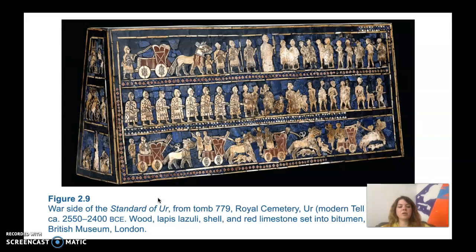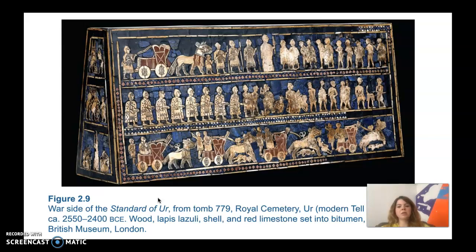Okay, so here's the war side of the Standard of Ur from tomb 779. We're still at the Royal Cemetery at Ur, so they found a lot of really interesting things at Ur. So this is called the Standard of Ur, and it was found in a royal grave, and it's prized by a lot of art historians because it tells so much about the role of Sumerian rulers. It's a wooden box inlaid with shell, lapis lazuli, and red limestone. And it was at first thought to be a military standard, hence the name, but now they think it's probably part of a musical instrument.